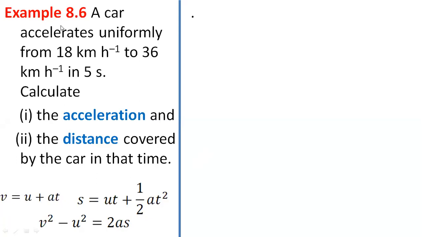Now focus on this. Example 8.6. They are saying a car accelerates uniformly from 18 to 36 km per hour in 5 seconds. So initially the velocity is 18, then it became 36, and the time required was 5 seconds. They are asking us to calculate acceleration and distance. So first we will write down u. What is the value of u here? 18 km per hour. But you always know we have to convert this into meter per second.